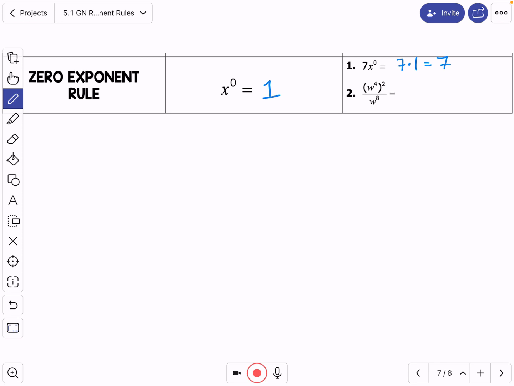We have w raised to the 4th, all raised to the second power. So the top, the numerator becomes w raised to the 8. And the denominator was w raised to the 8. So that becomes w raised to the 8 minus 8, w raised to the 0, or 1. And I actually didn't put the intermediate step in here, but we really had w raised to the 4 times 2 over w raised to the 8, just to remind you.